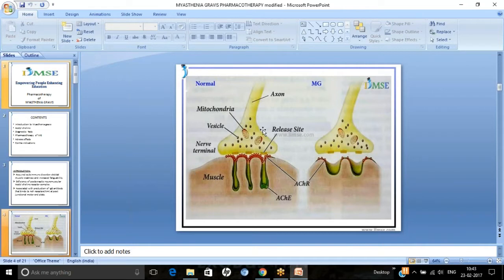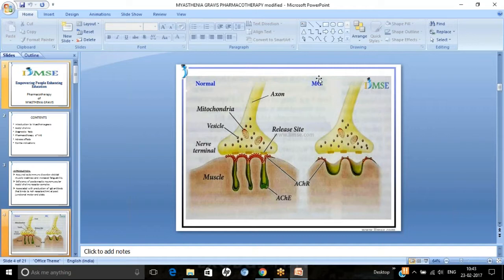Your nicotinic muscle type receptors are present at the neuromuscular junction. This is your neuron and this is the muscle. This carries an action potential to the muscle, and these are the receptors, the nicotinic muscle type receptors present on the muscle, which transmit the action potential to the skeletal muscle, whereby there is a contraction of the muscle. This is how normal neuromuscular transmission works.